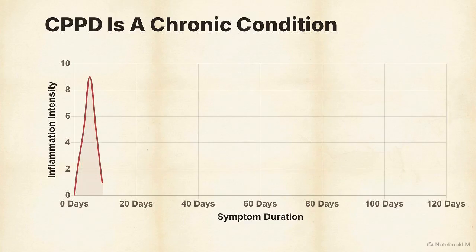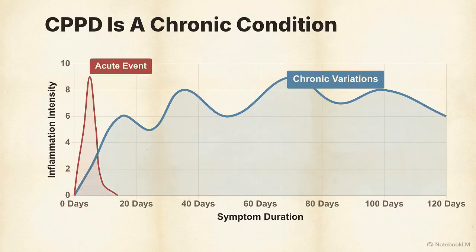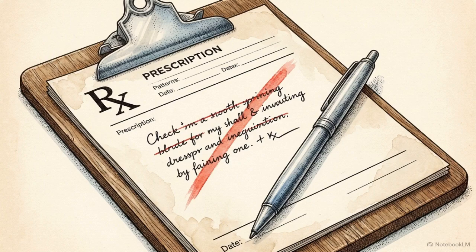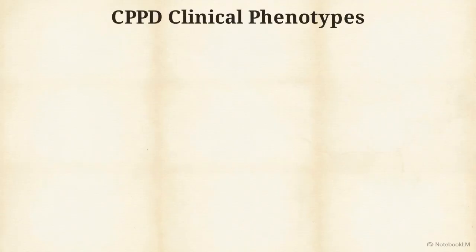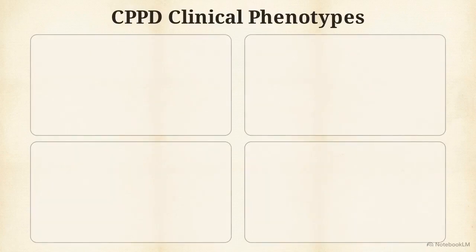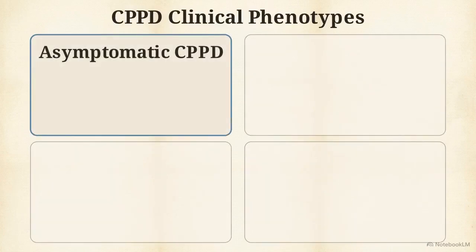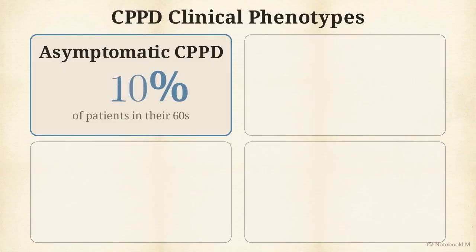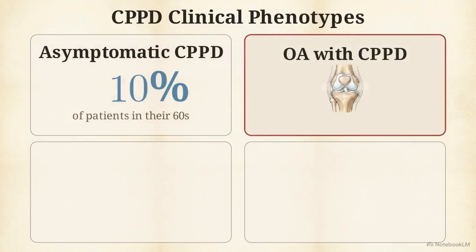Reducing CPPD to a single acute event ignores its chronic and mechanical variations, which often leads to inaccurate diagnoses and ineffective treatment plans. To manage this complexity, EULAR established 4 distinct clinical phenotypes. The first is asymptomatic CPPD, a common incidental finding in roughly 10% of patients in their 60s. The second is osteoarthritis with CPPD, presenting as a slow, progressive joint destruction, mirroring traditional wear and tear.